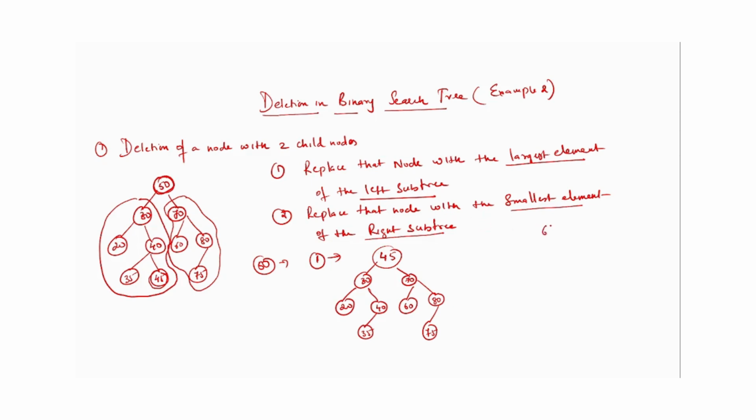So here I'll replace 50 with 60, then I will draw the tree as it is. So here 20, here 40, here 35 on the left, and then I'll just say 80, and then here 75. This is case 1. Case 1 we have seen, and here this is case 2. For case 1, replacing that node with the largest element of the left subtree, and for case 2, replacing that node with the smallest element of the right subtree. This example is for case 1 and this is for case 2, right?